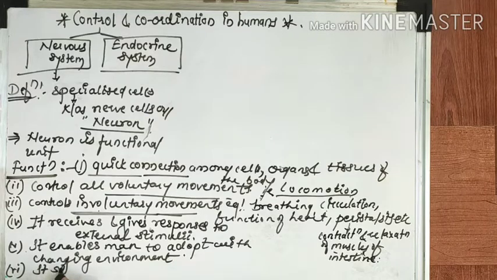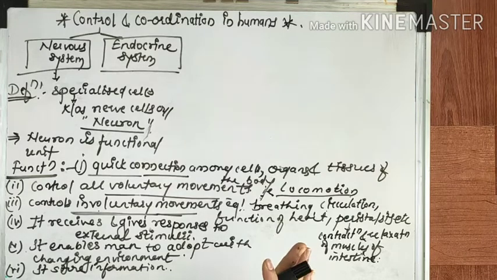What is important? It stores information, right? So these are a few important functions carried out by the nervous system present in our body. Okay, so next we will see the actual human nervous system. Already we studied the human nervous system. As we know, what is the function of the nervous system? To coordinate all our body activities, right? To coordinate the activities of our body.